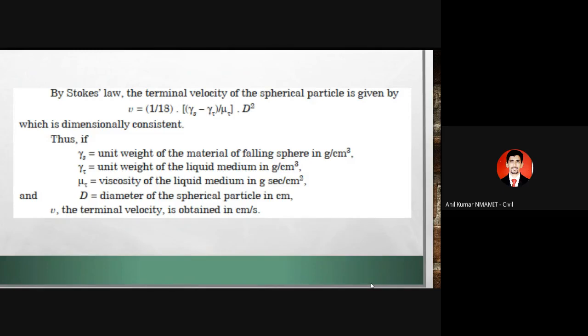Remember, the viscosity value is always given in gram second per centimeter square. Density of water is 1 gram per centimeter cube. Unit weight of water is given in gram per centimeter cube, and that may be any value. d is the diameter of the spherical particle in centimeters, and v is the terminal velocity which you are supposed to find out. Sometimes the terminal velocity is given in the problem and you have to find the diameter of the particle. So this is one equation from which I can find the particle diameter.